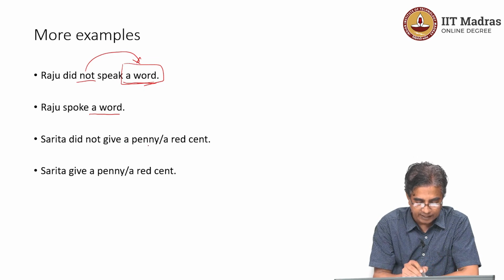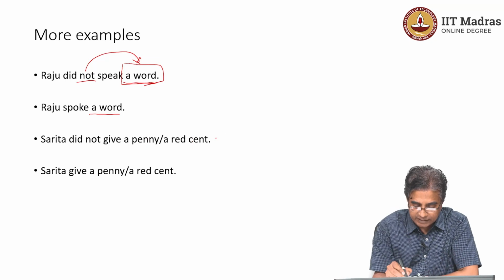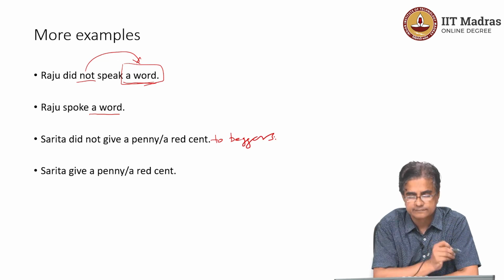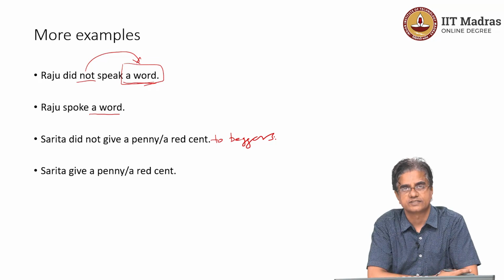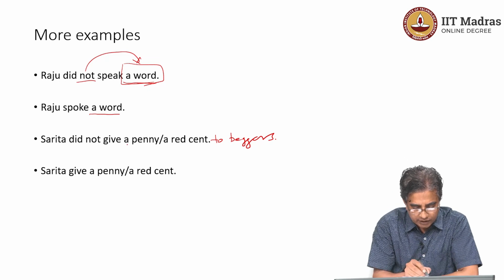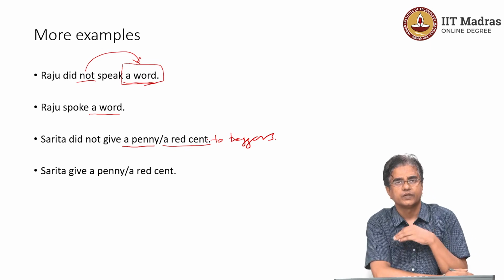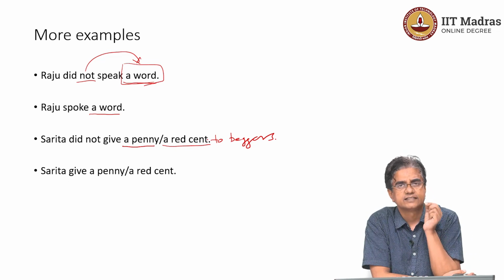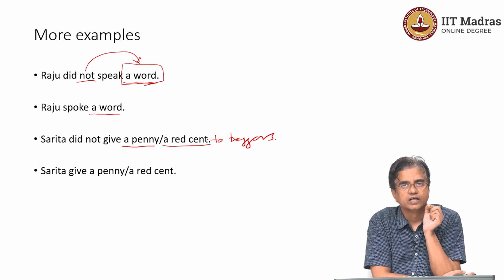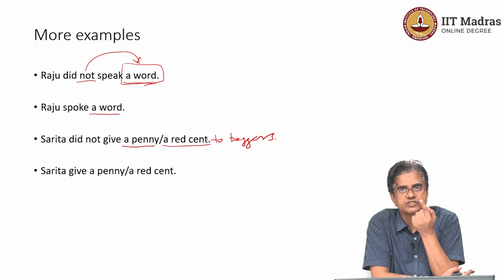Sarita did not give a penny. We can say to, let's say, beggars. Sometimes beggars ask us for something. Sarita did not give a penny to beggars. We can say this metaphor as a penny or a red cent. This is an American phrase. Cent is a unit of money. It's the smallest unit of money, which is equivalent to our one paise.